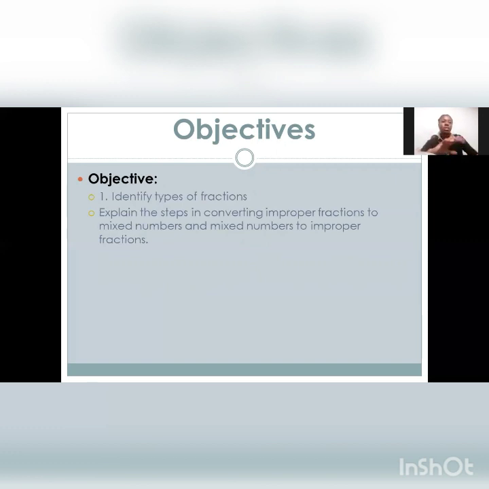So what that's telling us is that today we're going to cover the different types of fractions, as well as look at the steps on converting an improper fraction to a mixed number and a mixed number to an improper fraction. That kind of already gives you an idea of the type of fractions that we're going to talk about today. But let's go talk about it some more just to be sure.